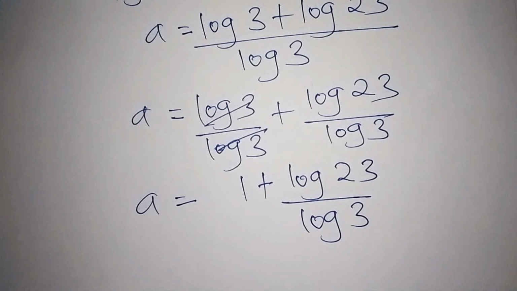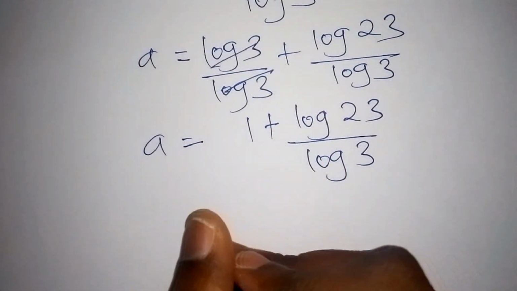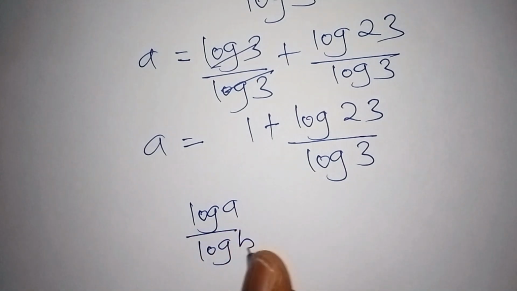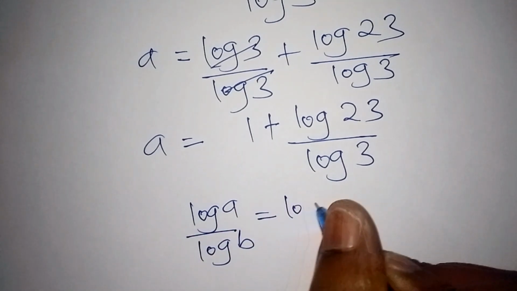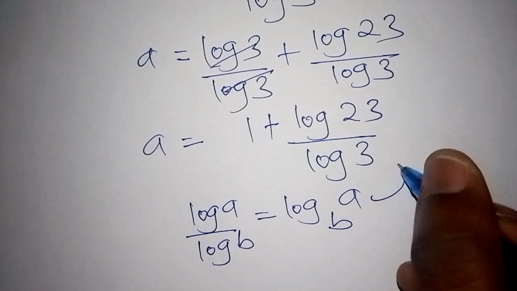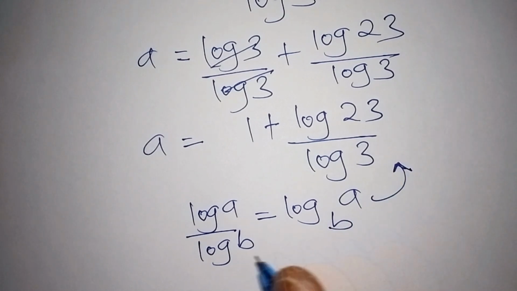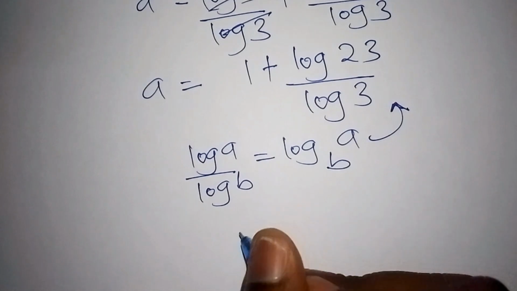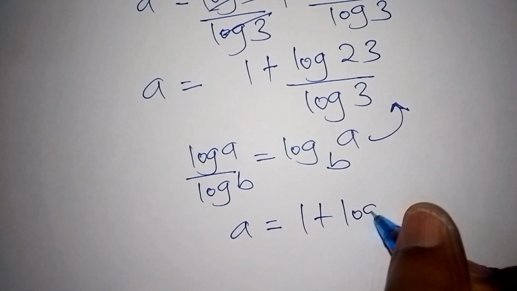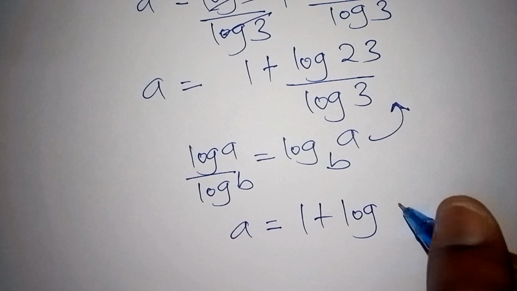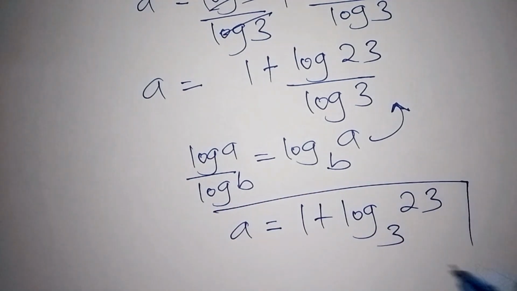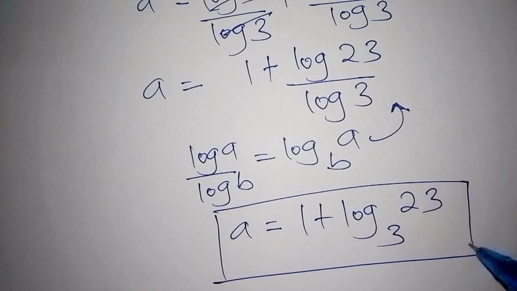So finally, when we have the log of a all over the log of b, this one can also be written as the log of a to the base of b. So when you apply that formula here now, we shall now end up with a. So the value for a now shall be 1 plus the log of 23 to the base of 3. Then now this one now shall be our correct value for a.